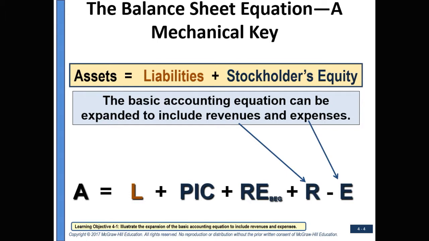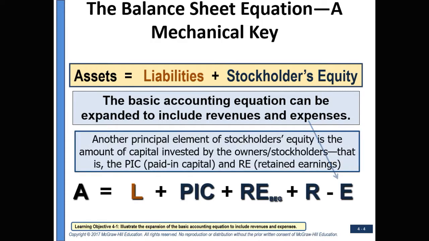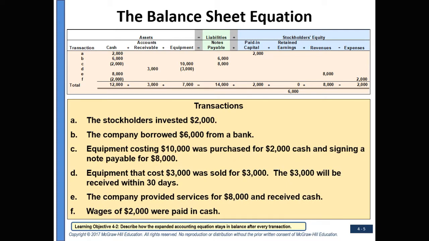Earnings or net income equal revenue minus expenses. Here we have what's called the horizontal model, which shows the effect of recording transactions A through F on the accounts in the balance sheet.